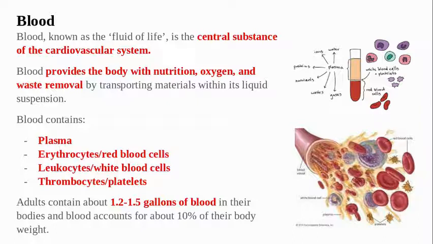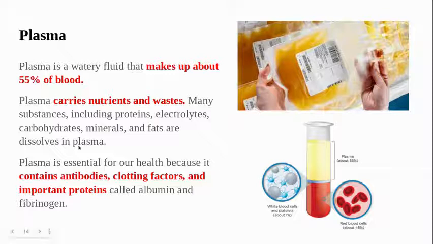So then blood is the central substance of the cardiovascular system, and it's also known as the fluid of life. And it's the fluid of life because it provides the body with nutrition, oxygen, waste removal, and other important materials. So the blood is composed of plasma, erythrocytes or red blood cells, leukocytes or white blood cells, and thrombocytes or platelets. So plasma is the largest part of the blood. So you can see here is a tube of separated blood, and the plasma makes up about 55% of the blood, and when it's separated, it's this kind of liquidy yellowish substance.